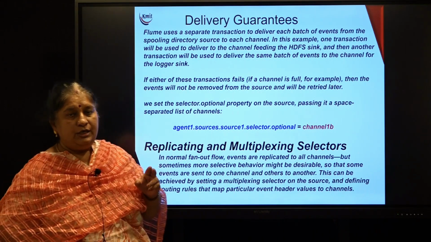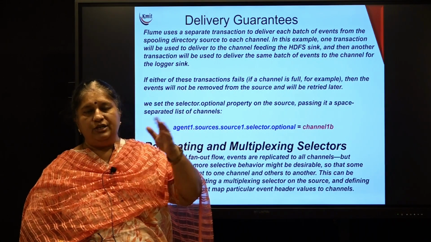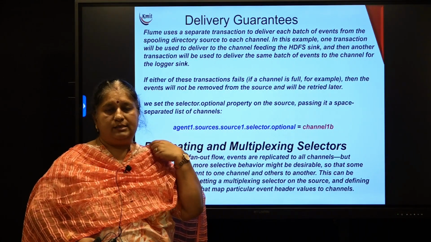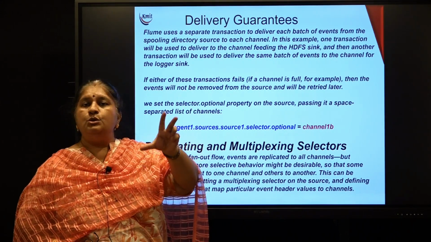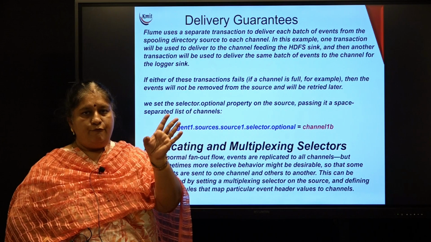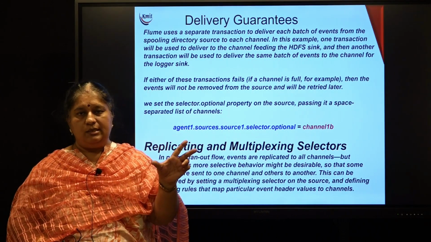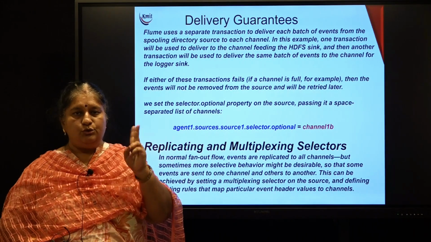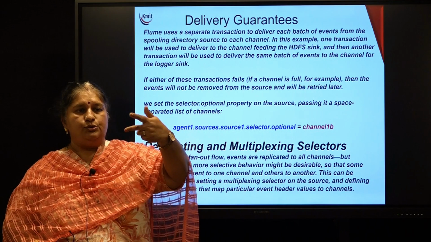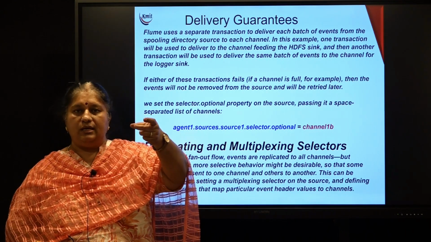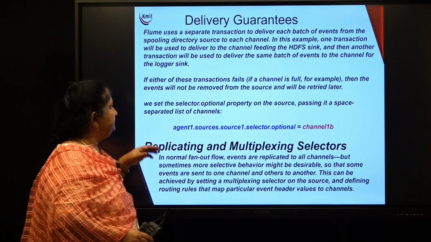Because they are putting events into two channels, one for the HDFS sink and the other for the logger sink, from the source the events list is going into two channels, one for each channel. From a source, how many channels is it going to? In our example it is two channels, so we count it as two transactions: source to first channel, source to second channel. We are counting them as two transactions.